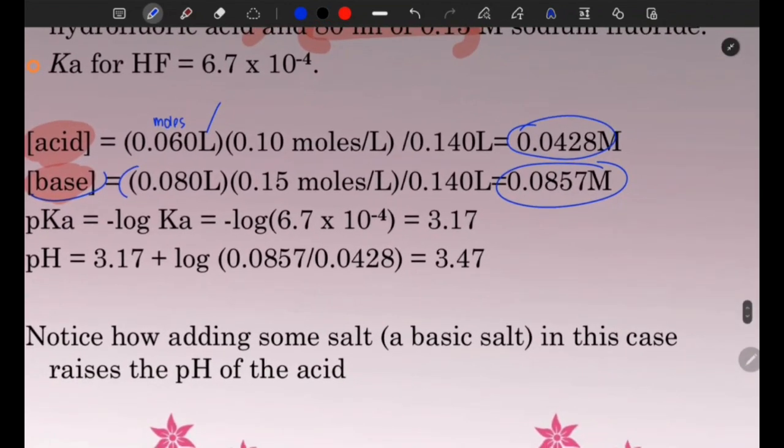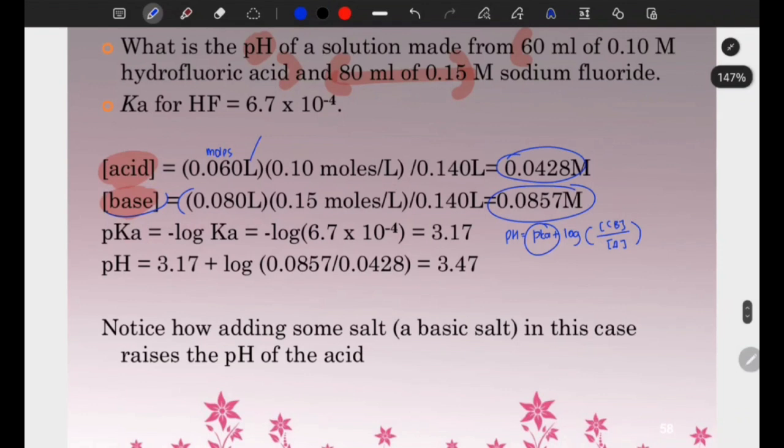Second thing, since we want to find the pH of the buffer solution, we have to use the Henderson-Hasselbalch equation. This is the formula: conjugate base divided by acid. For pKa, since in the question we are given the Ka, to find pKa we need to take the negative log of the Ka value. So negative log of 6.7 times 10 to the negative 4, you will get 3.17.